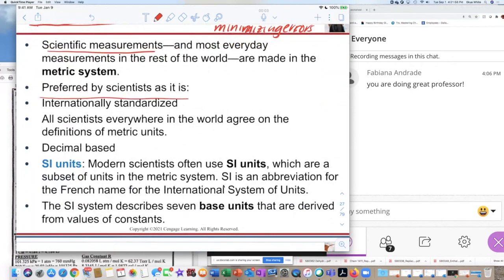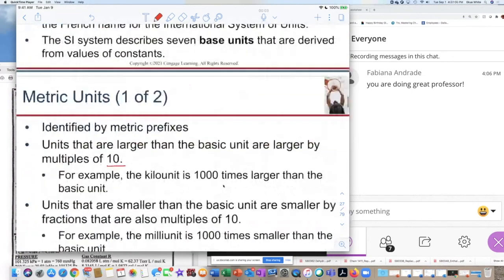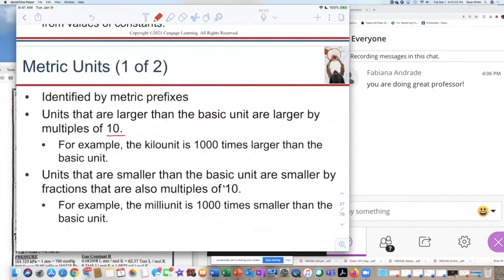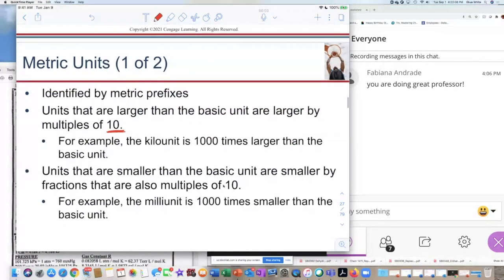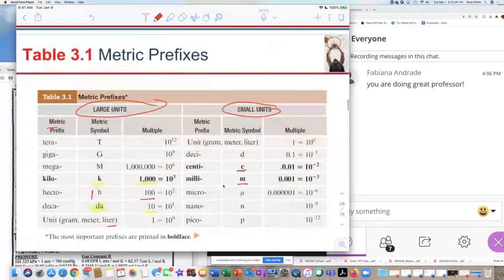Scientists prefer metric prefixes. It's internationally recognized. So the metric prefixes are written with a base 10 in mind. So I'm going to go straight to it so we can see the chart that we have right here. Looking at these prefixes, these are not the most current prefixes.